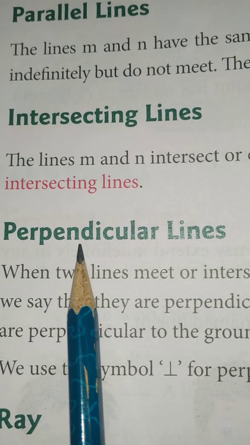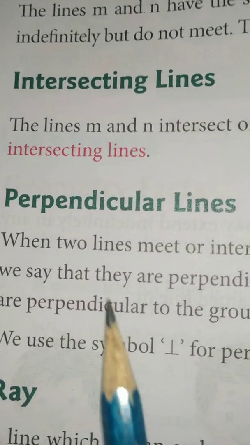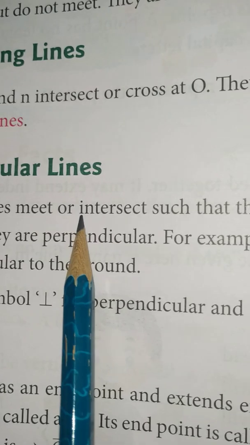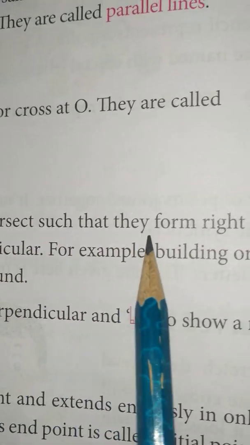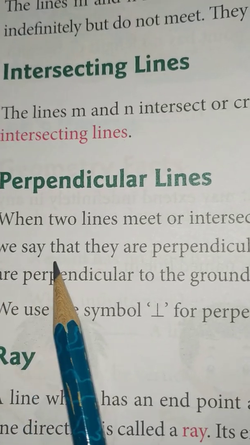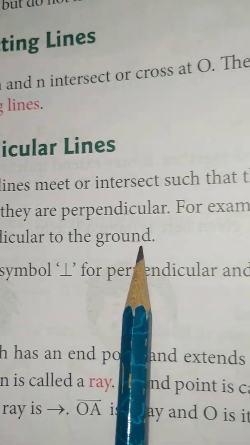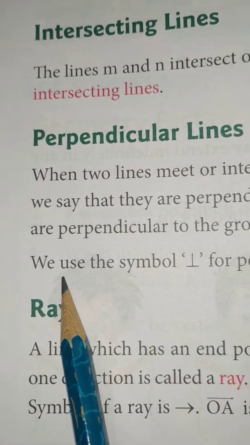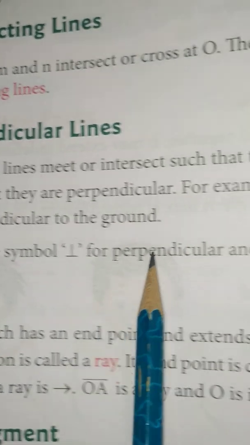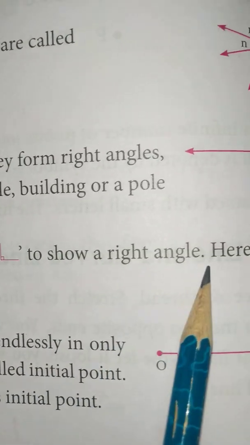Now the next is perpendicular lines. So what are perpendicular lines? When two lines meet or intersect such that they form right angles, we say that they are perpendicular. For example, a building or a pole is perpendicular to the ground. We use this symbol for perpendicular and this symbol for a right angle.